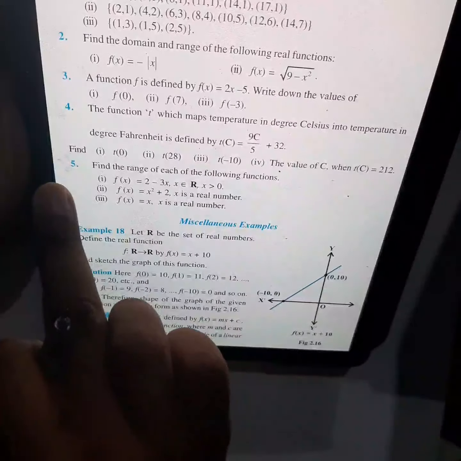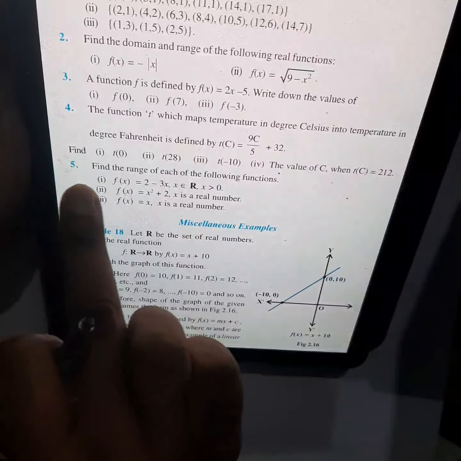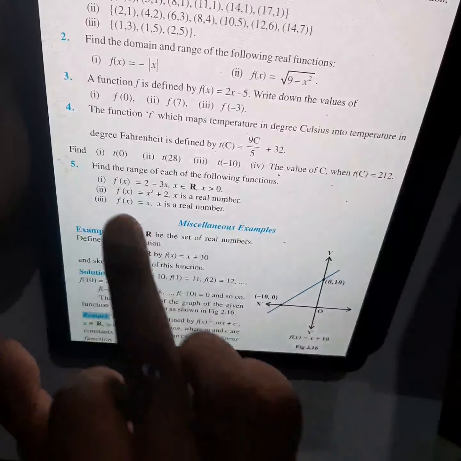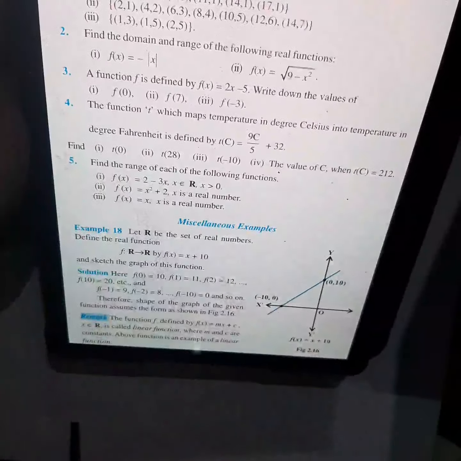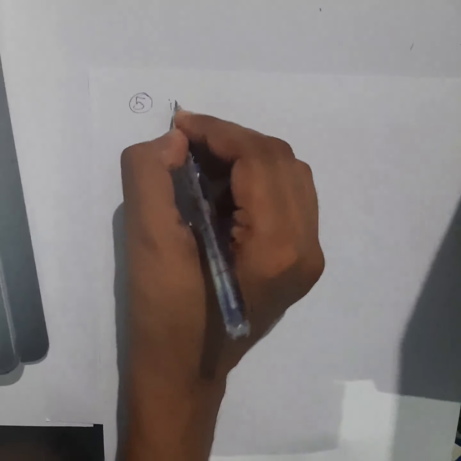Okay, so the first question of question number 5 is: find the range of each of the following functions. So you have to find out the range of this function. Okay, so you know, right? Range, how to find out? Collection of all images, right? It's your range.